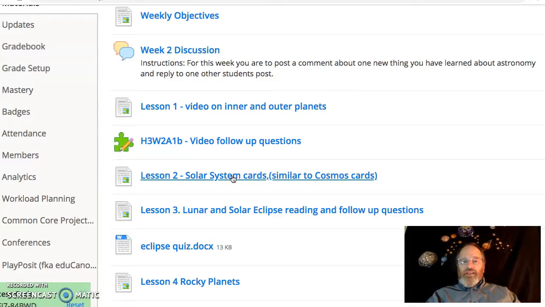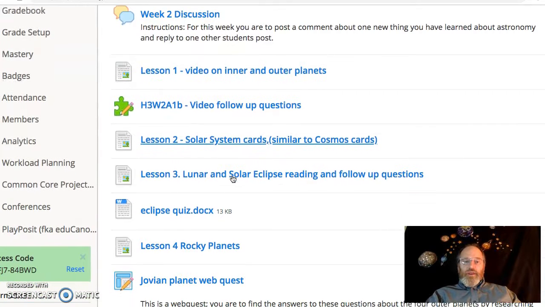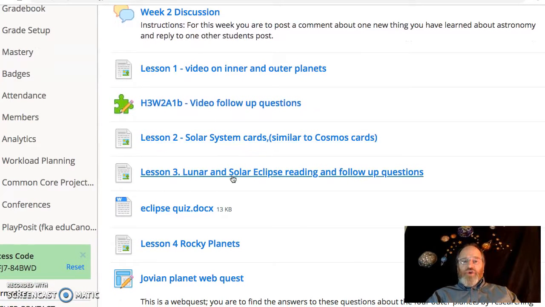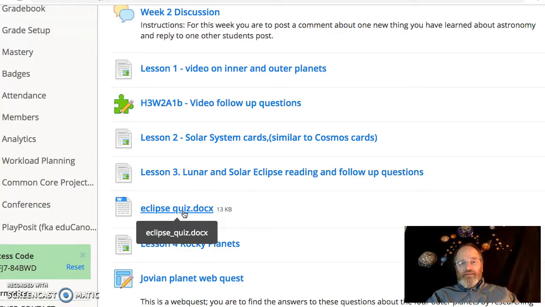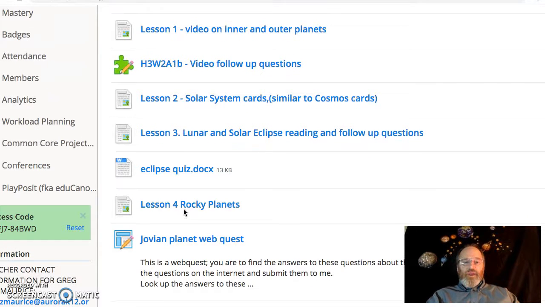If you have trouble logging in to this particular site, you just type in teacher1 as the password if it shows up with a password option. All right, lesson 3, lunar and solar eclipse. There's a reading and some follow-up questions. Here's the questions. For now, unless I get this fixed today, once you're done writing down the answers to the questions, just take a photo and upload that to me, submit it to me that way. Still working out some kinks on that.